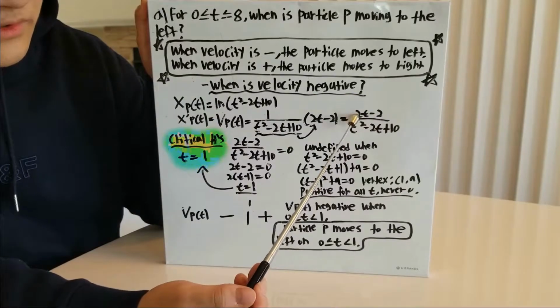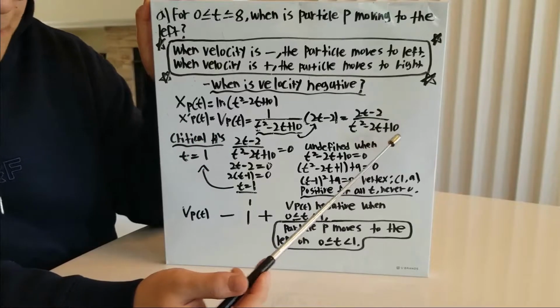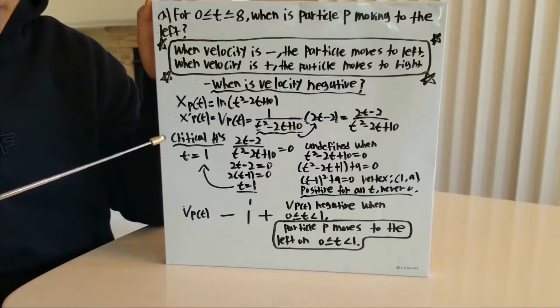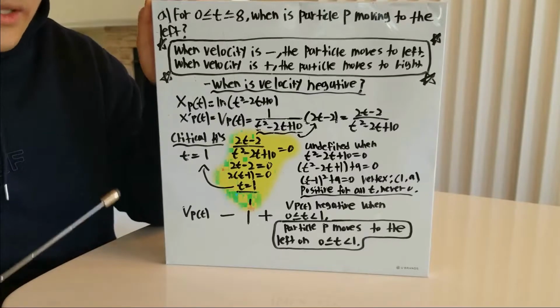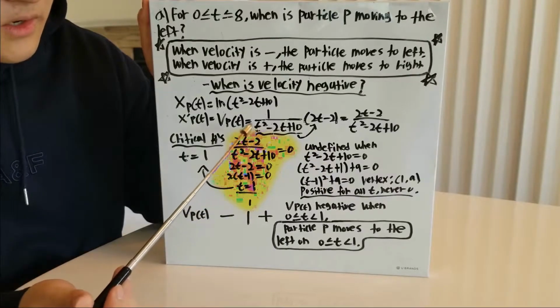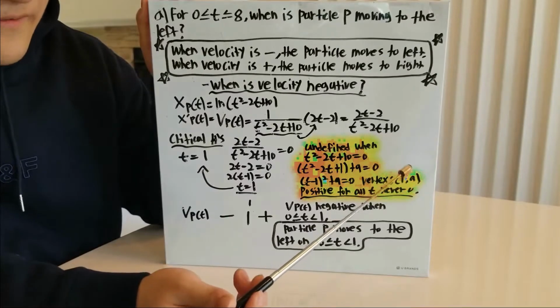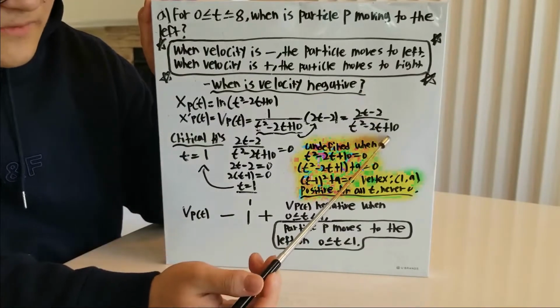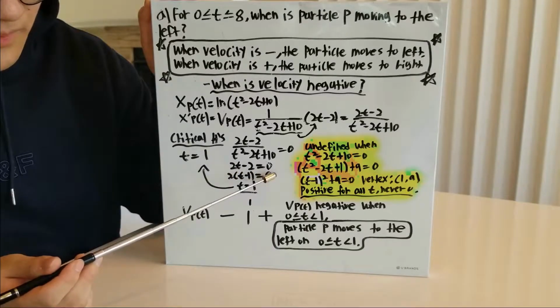And remember, a critical point occurs when the function equals 0 or when the function is undefined. So we first set this function equal to 0, then we get 2t minus 2 equals 0, 2 times t minus 1 equals 0, so t is 1. And also when the function is undefined, t squared minus 2t plus 10 equals 0. I put this function into vertex form, and I got t minus 1 squared plus 9 equals 0, so the vertex is at (1, 9).